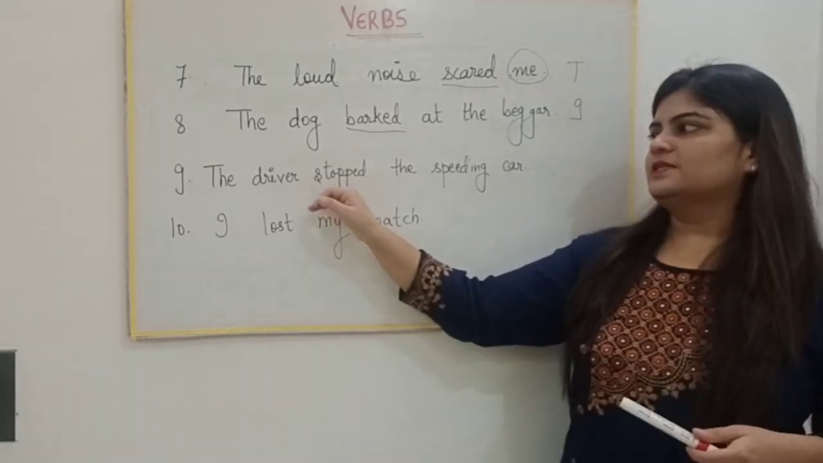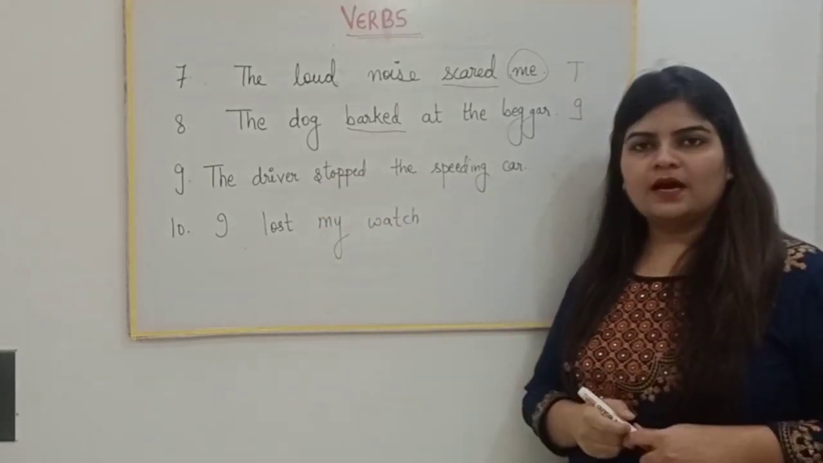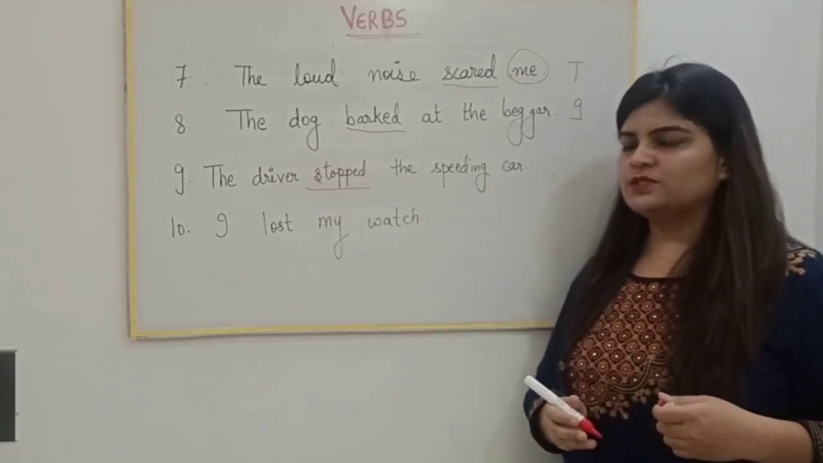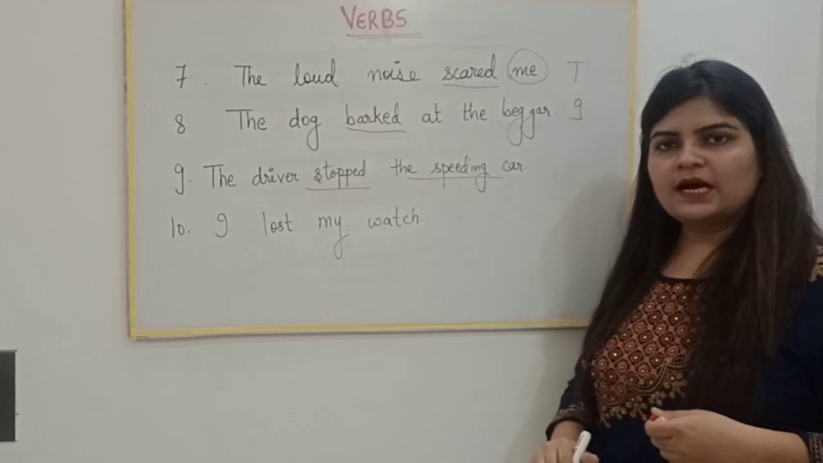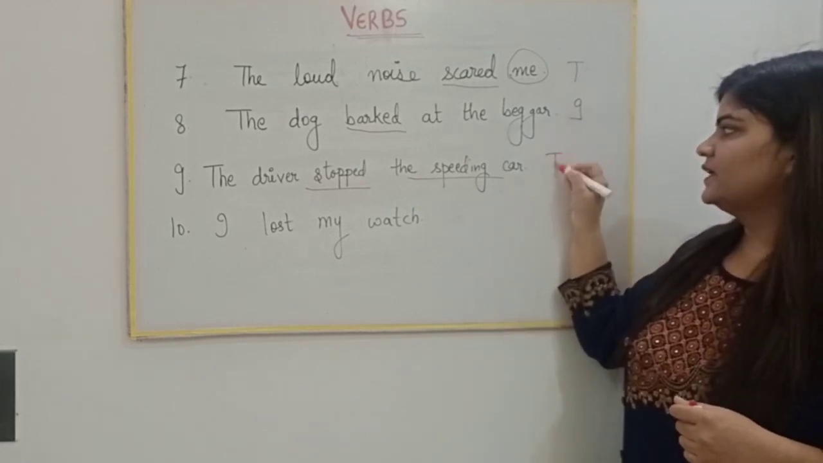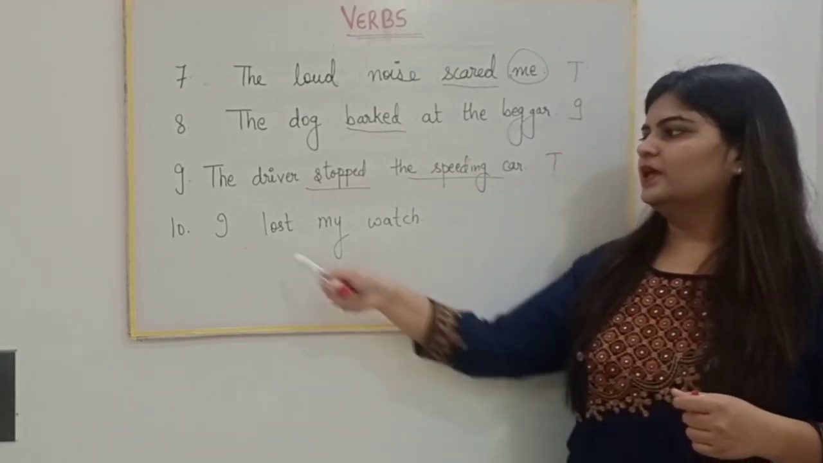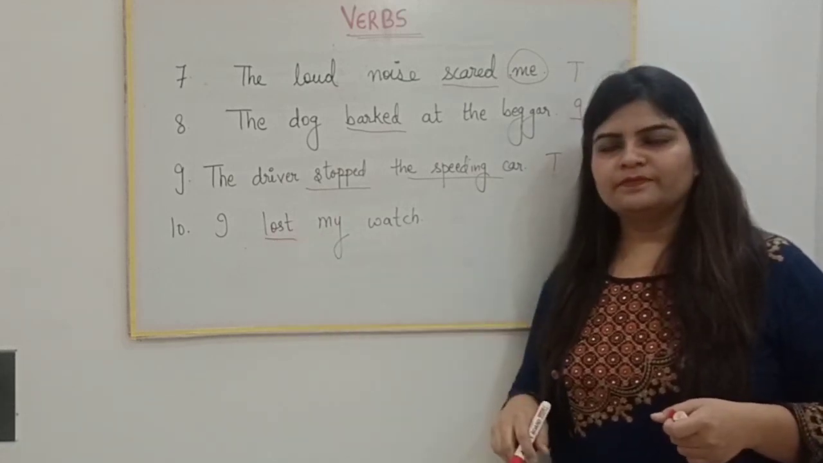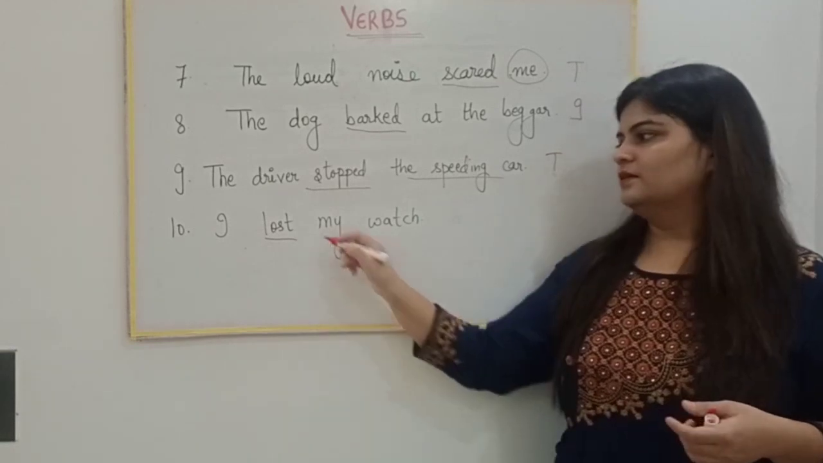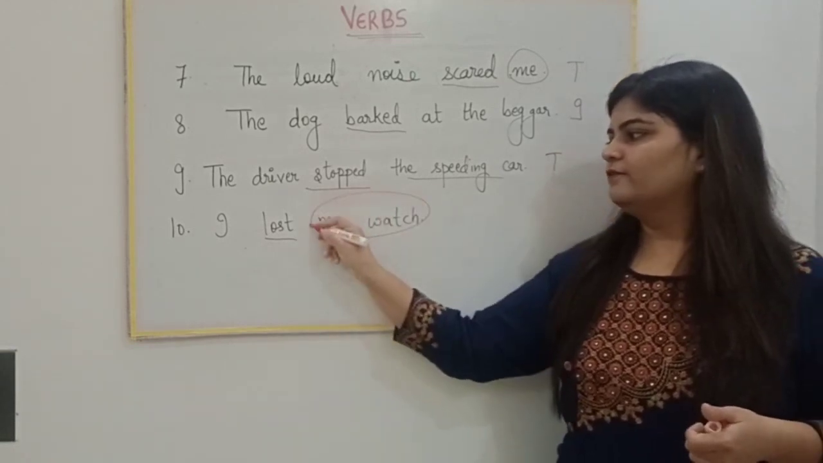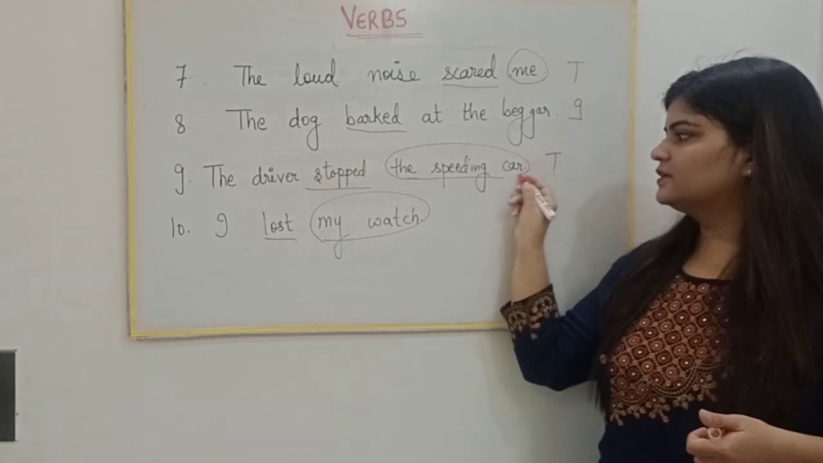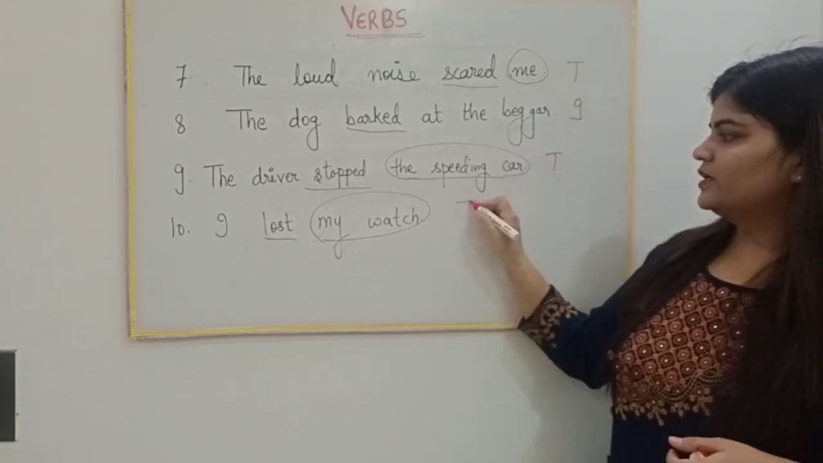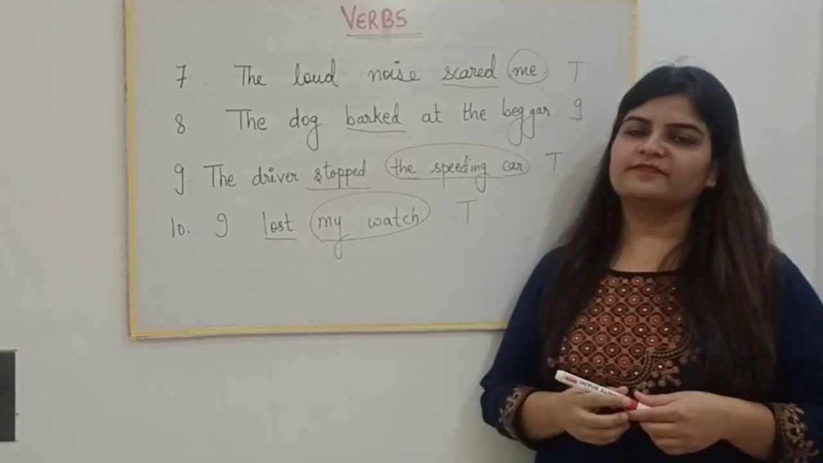Okay. Next is, the driver stopped the speeding car. The verb is stopped. What has been stopped? The speeding car. So there is an object, which means it is a transitive verb. I lost my watch. The verb is lost. What did I lose? I lost my watch. Just circle the watch. So my watch is the object, and it is also a transitive verb.